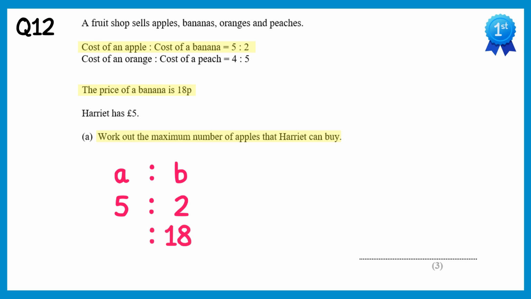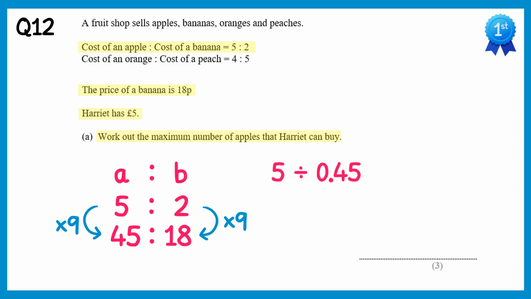Then we need to work out what do we do to get from 2 to 18. Well, that's multiplied by 9. So we also multiply the 5 by 9 on the other side, and that'll give you 45. Now this tells us that an apple costs 45p. So we're trying to work out the maximum amount of apples that Harriet can buy. Now if you also read the question carefully, you're told that Harriet has £5. And we know the apples cost 45p each, so we just need to do £5 divided by 45p.